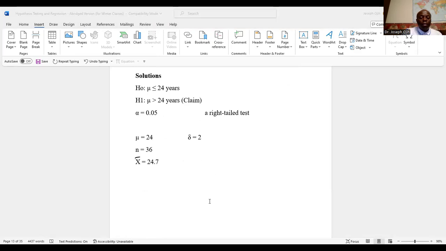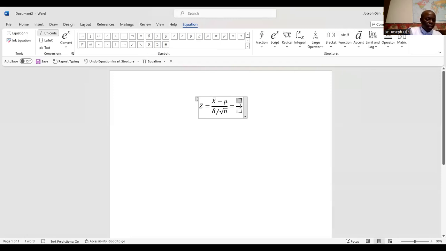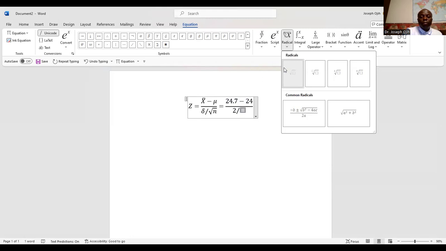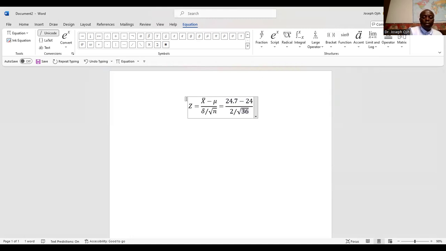We have it right here. 24.7 minus 24, divided by the standard deviation of 2 over the square root of 36. This gives us Z equals 24.7 minus 24 divided by 2 over the square root of 36. Let me write it down and put the equal sign.